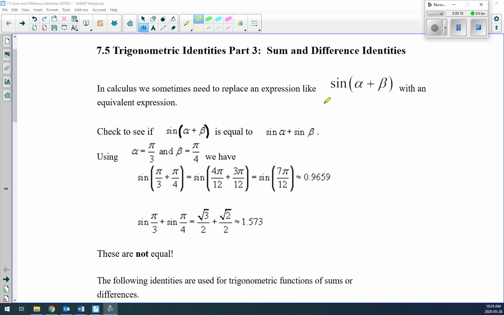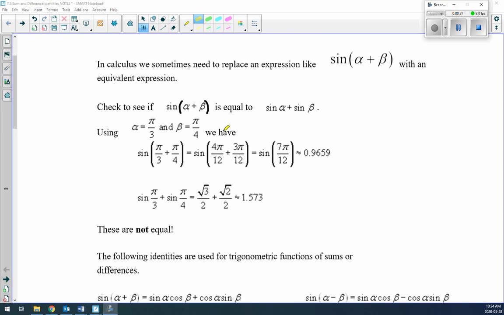Sometimes in calculus, when you get into it, you'll have to replace expressions like this one. So alpha and beta, sine of it. What's an equivalent expression? First I want to test this out. So sine of alpha plus beta, is it equal to sine alpha plus sine beta? Let's just test it out.